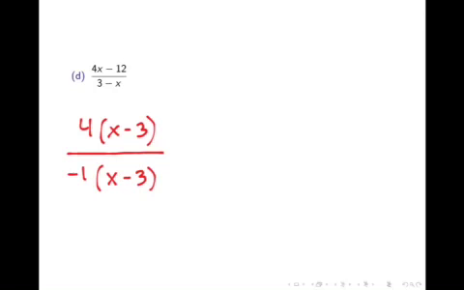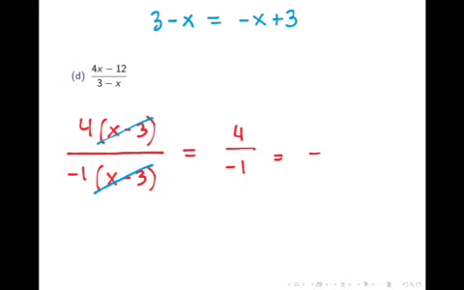Okay, and to see why that's the case, let's start with 3 minus x. That's the same as saying negative x plus 3. So if I factor a negative out of that, then a negative x divided by negative 1 gives me a positive x, and a positive 3 divided by negative 1 gives me a negative 3. And so that becomes x minus 3 like we have in our rational expression. Now we have x minus 3 on top, x minus 3 on bottom, and we have 4 over negative 1, which we could just write as negative 4.